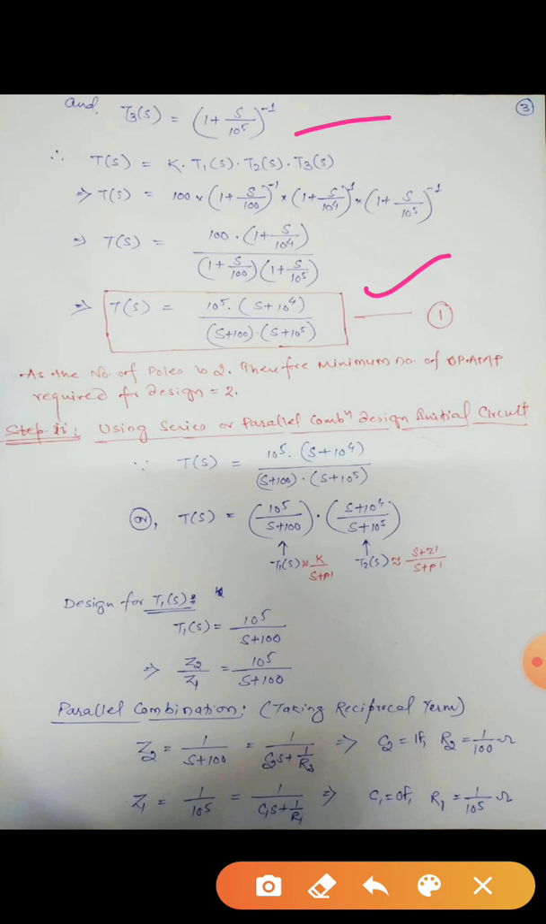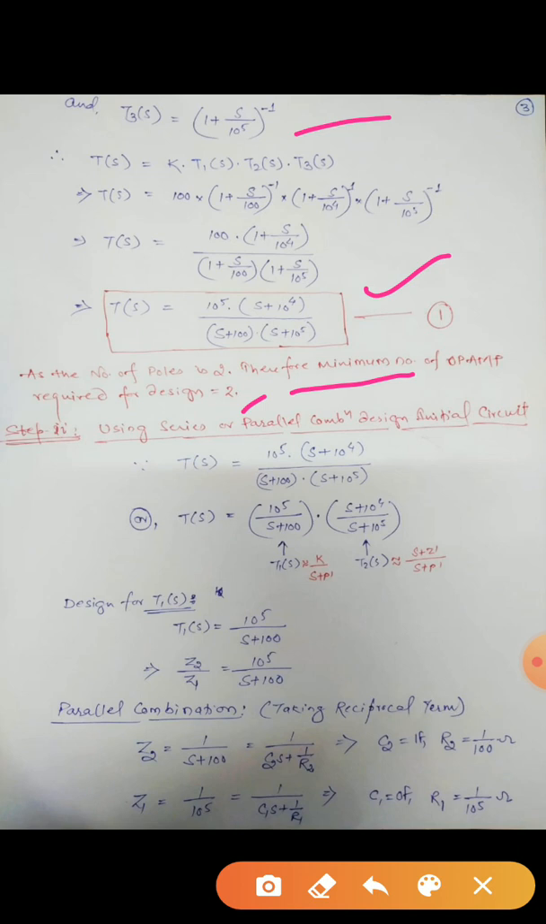So this is the final value of the transfer function which is calculated with the help of the Bode plot. Now as per the question, we need to use the minimum number of operational amplifiers, and the minimum number of operational amplifiers depends only on the number of poles. So here the number of poles is equal to 2. So the minimum number of operational amplifiers which we need to use here is 2.